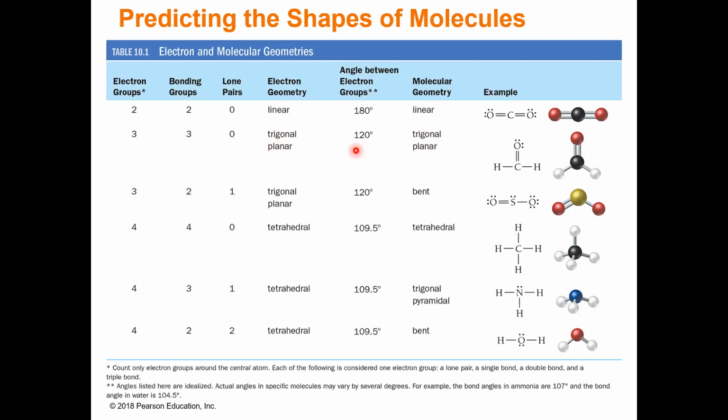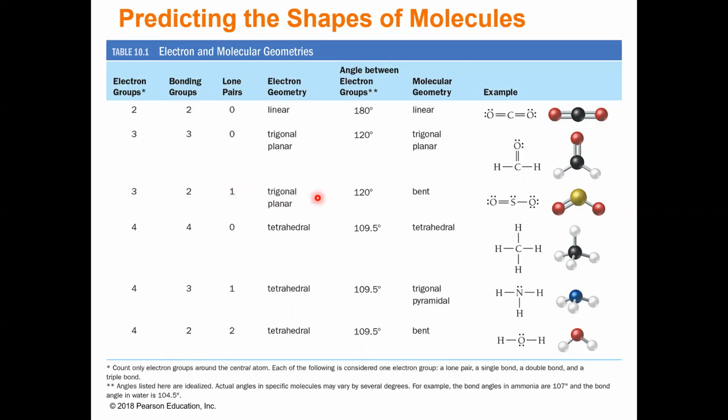And if we have our 3 different bonding domains in one plane, the angle difference between our different bonds is going to be 120 degrees. When we have 3 electron domains, we can also have it that we have 2 bonding domains out of that and 1 lone pair out of that.